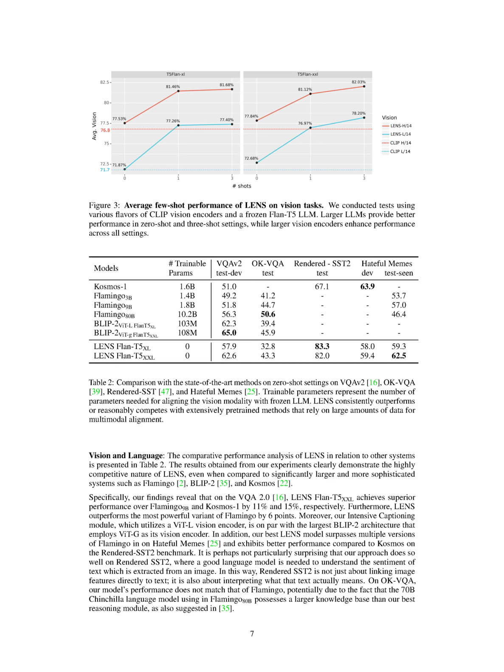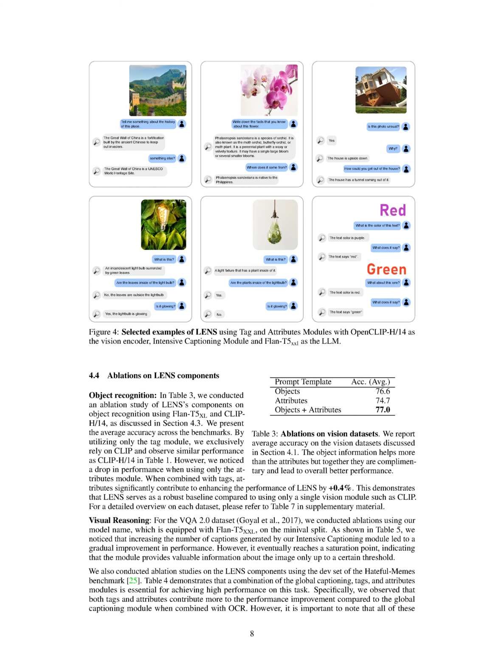Section 4.4, Ablations on Lens Components. In Section 4.4, we delve into the disassembly of Lens's components and their individual influence on object recognition. Using FLAN-T5-XL and CLIP H14, we conducted an examination into how each component of Lens performs in isolation and in combination. The findings of our exploration are documented in the provided table. The utilization of the tag module alone yielded a performance equivalent to that of CLIP H14. The standalone usage of the attributes module, however, led to a notable dip in the performance levels. Yet, when we paired the attributes module with the tags, we saw a notable enhancement in Lens's performance, by 0.4%.